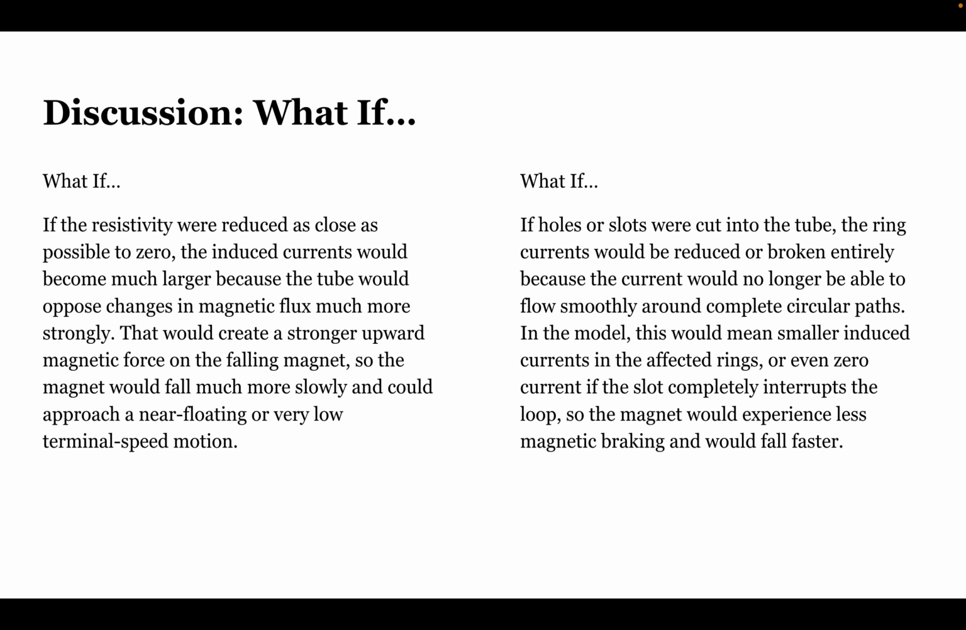And then if holes or slots were cut into the tube, the ring currents would be reduced or broken entirely because the current would no longer be able to flow smoothly around the complete circular path. In the model, this would mean smaller induced currents in the affected rings, or even zero current if the slot completely interrupts the loop. So the magnet would experience less magnetic braking and would fall faster.